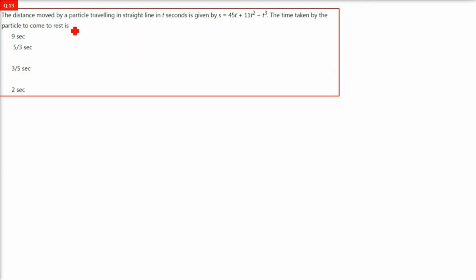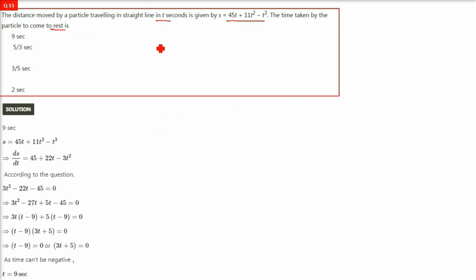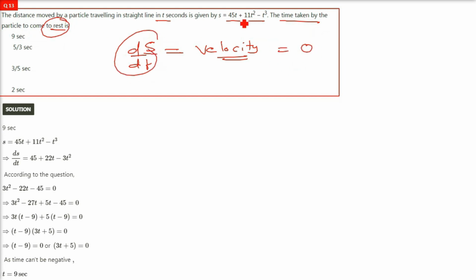The distance moved by a particle traveling in a straight line in t seconds is given by this. The time taken by the particle to come to rest is, come to rest means stop. Stop means that velocity or the speed is 0. Now the distance, if you assume it to be x or s in this case, the differentiation of distance, the rate of change of distance, is nothing but the velocity. And when you differentiate the velocity, you will get the acceleration. But we are not talking about the acceleration here. So for the time taken by the particle to come to rest, simply the velocity is 0.